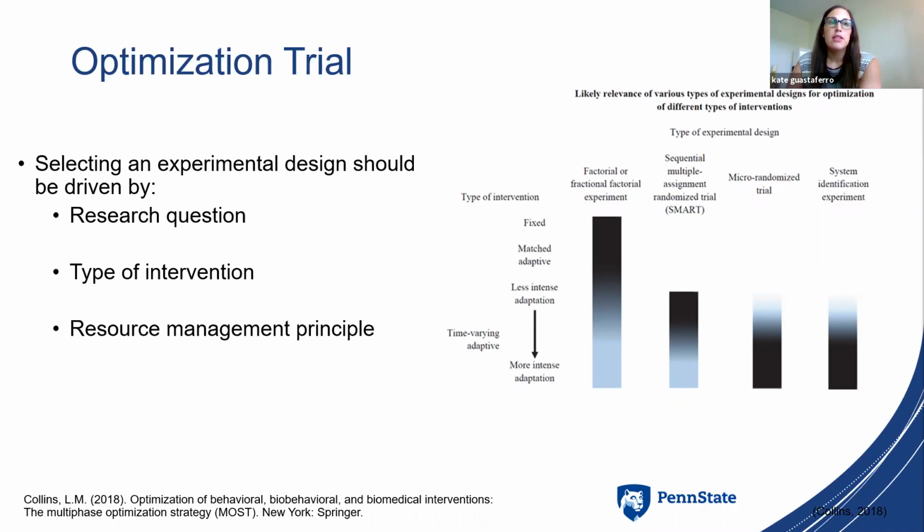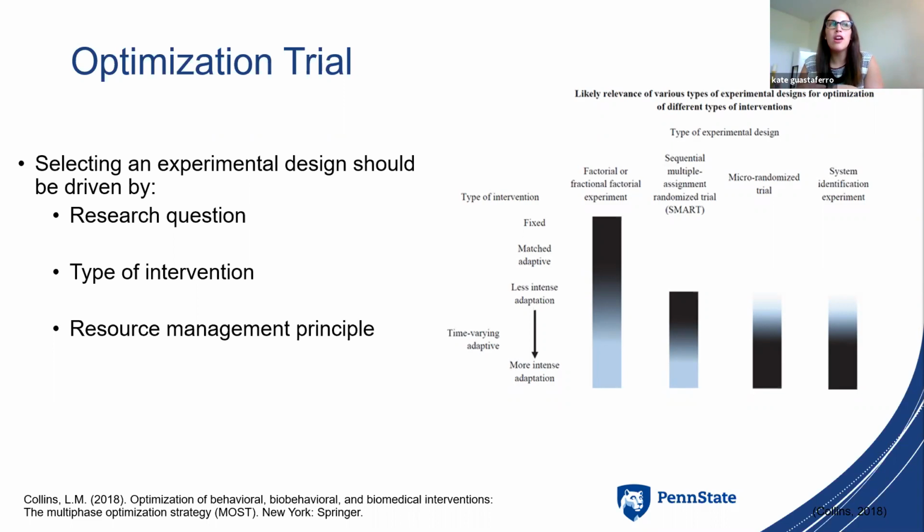Finally, the design of the optimization trial should be dictated by the resource management principle. This is an engineering-inspired principle where it says that you shouldn't design an experiment that you do not have the resources to conduct. Simple, but mind-blowing.